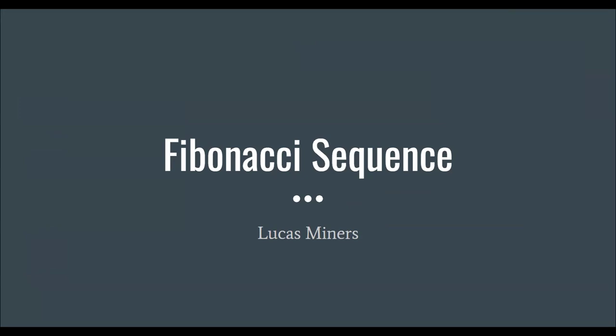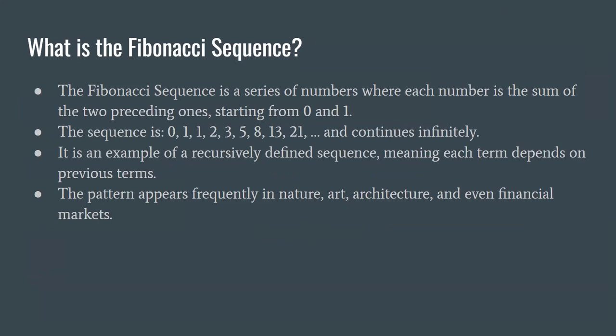To get us started, we're going to ask: what is the Fibonacci sequence? Basically, it's a series of numbers where each number is the sum of the two preceding ones, starting from 0 and 1. So you start off with 0 and 1, and then 0 plus 1 is 1, 1 plus 1 is 2, 2 plus 1 is 3, 2 plus 3 is 5, and so on and so on.